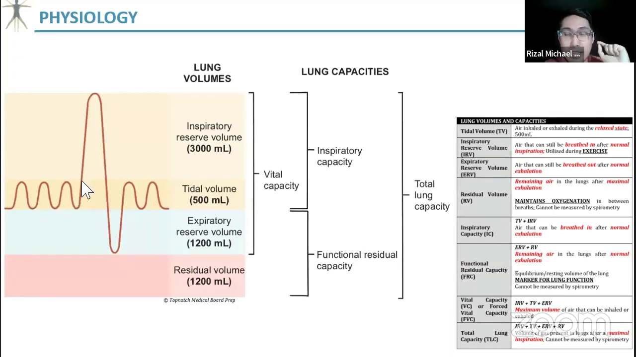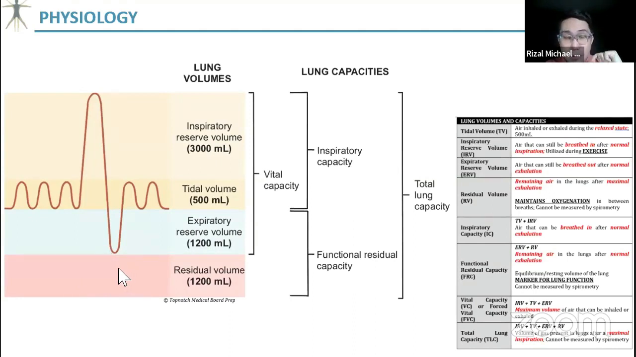The air that can still be breathed in, what you can still inhale after normal inhalation, is your IRV, right? Your ERV, your expiratory reserve volume, is the volume after normal exhalation. Normal exhalation, because your normal exhalation is your tidal volume. So what else can you exhale after that? That's your ERV. And the air remaining after maximal exhalation, that's your residual volume.